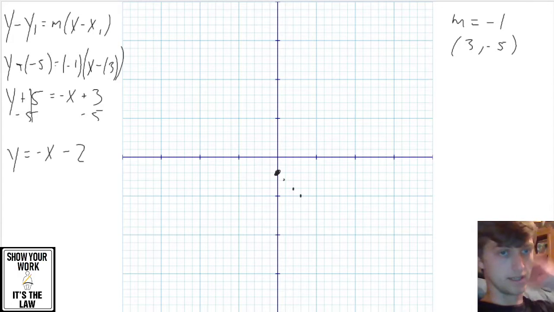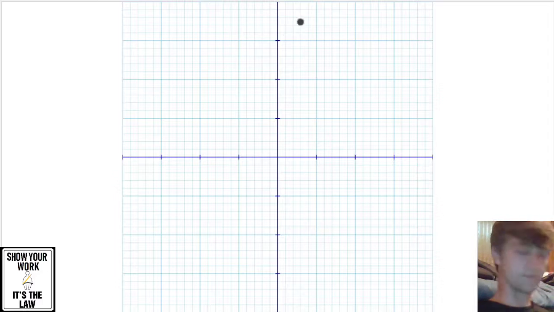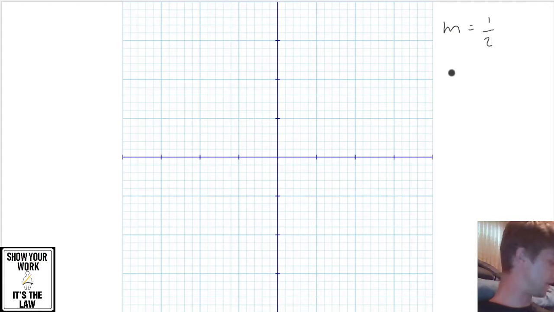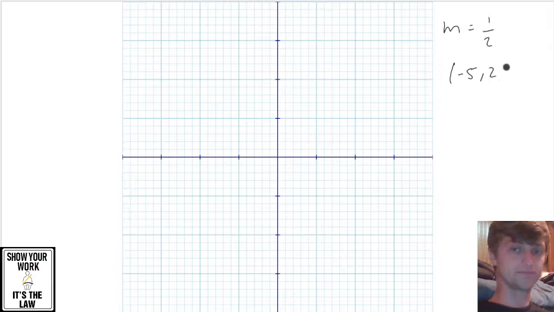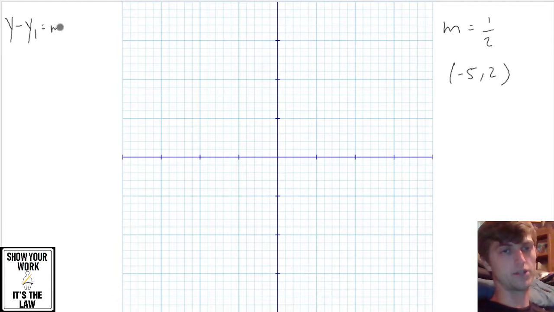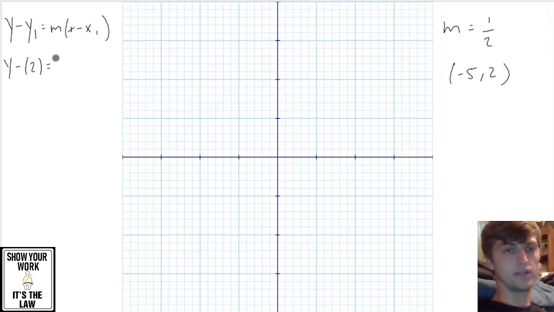All right, next we got question 4. It says our slope is a half, so m equals a half, and our point is -5, 2. We know we're using point-slope because we have a point and a slope. Always, always, always rewrite your equation at the top of your little homework box. Y minus y1 equals m times x minus x1. All right, y minus our y is 2. M is a half. X minus our x is -5.